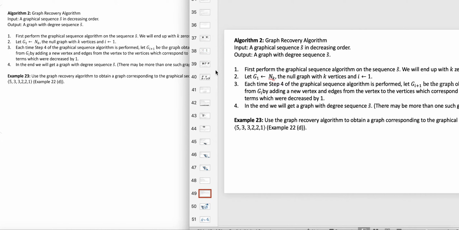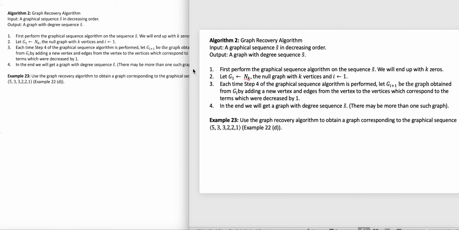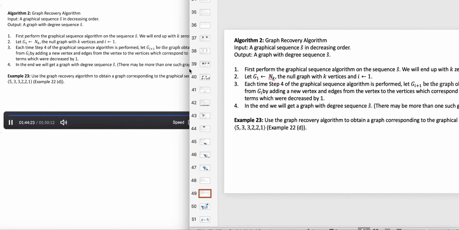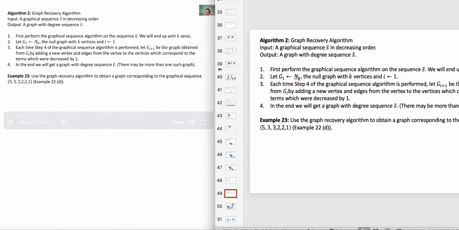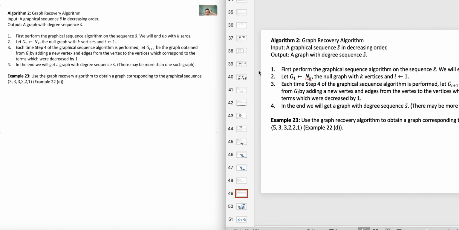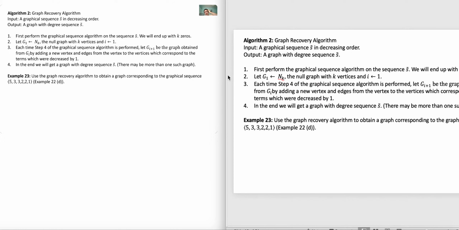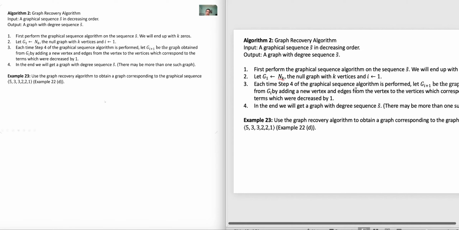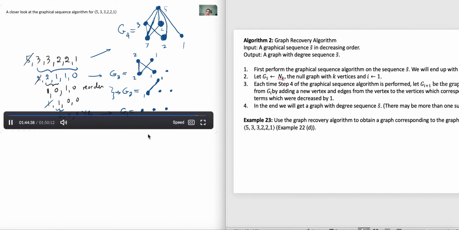Is you can actually recover a graph from its graphical sequence, right? So I know from the previous example that the last sequence is graphical. I would like to recover it, okay? So let me, rather than describe the algorithm, show you the example. You can read the algorithm. So here's the example.